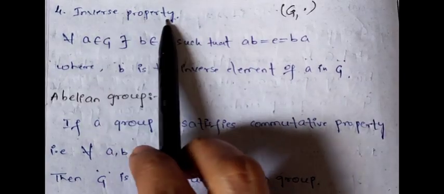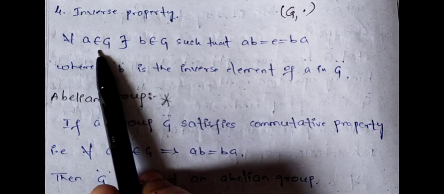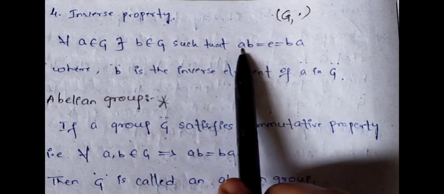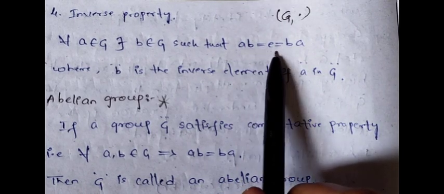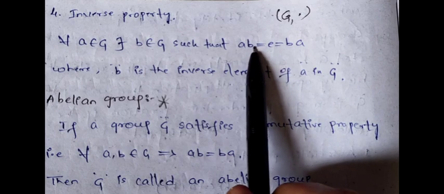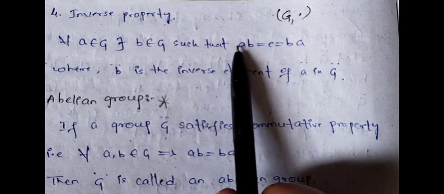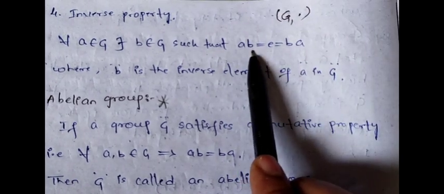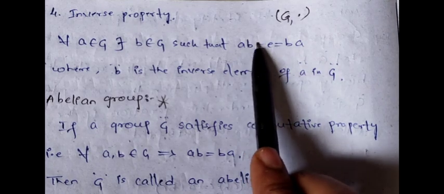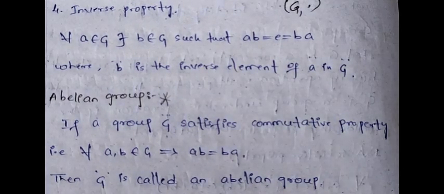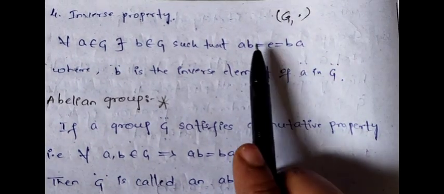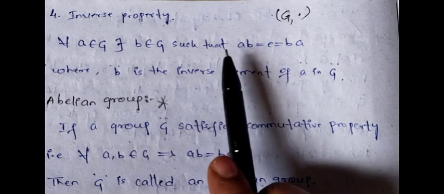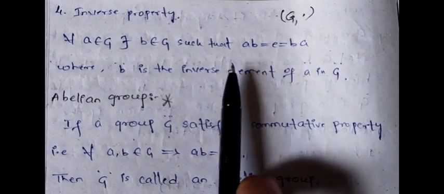Now the last property, the inverse property. That means when you take one element A from G, there must exist another element B, also from the same set, such that A·B equals the identity element. In this case we can say B is the inverse element of A, and at the same time A is the inverse element of B. That means when you multiply an element by another element and the identity element comes, then that element is said to be the inverse of the given element. Here, under multiplication, we take A·B. Suppose you are working under addition, then you have to take A plus B. So these are the four properties.